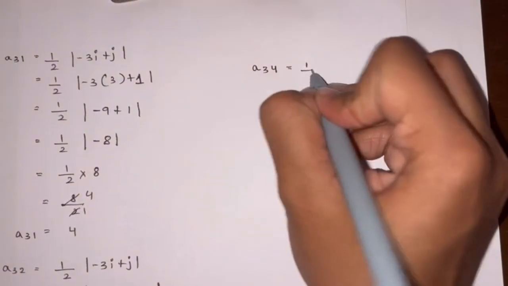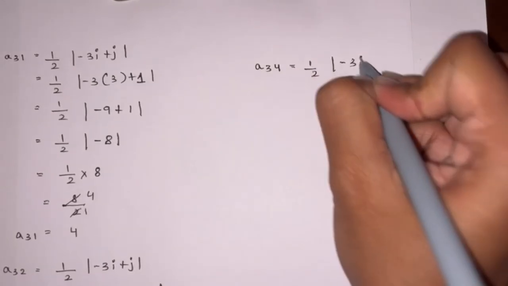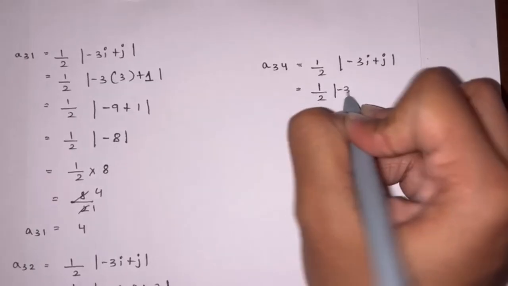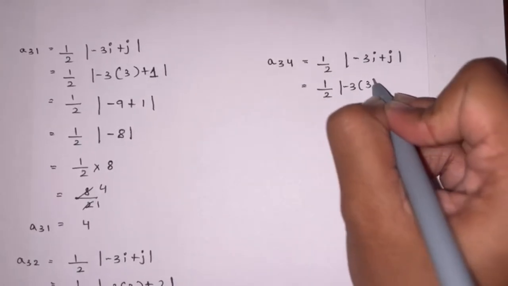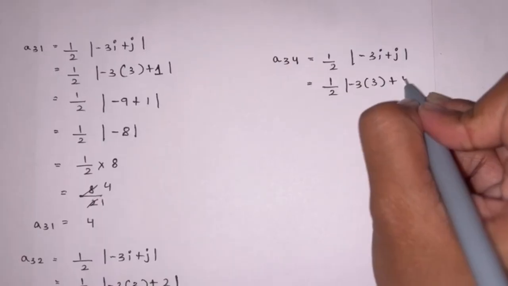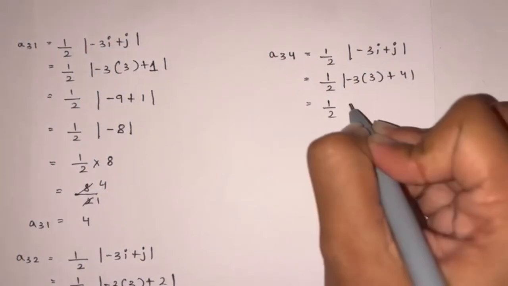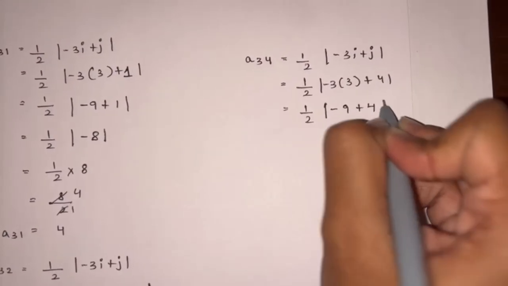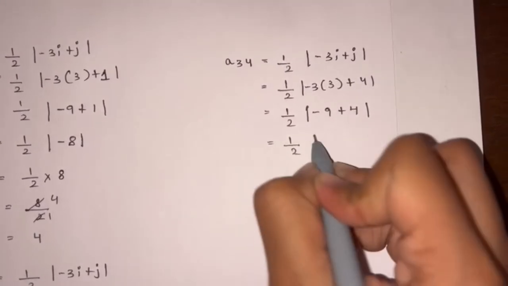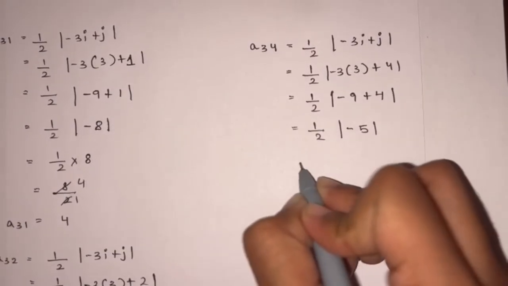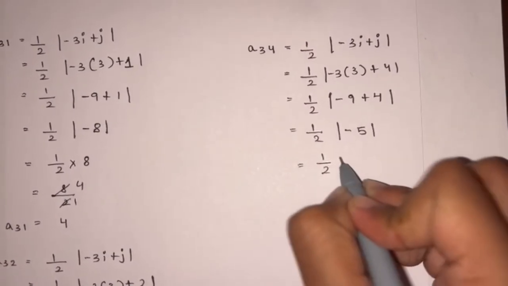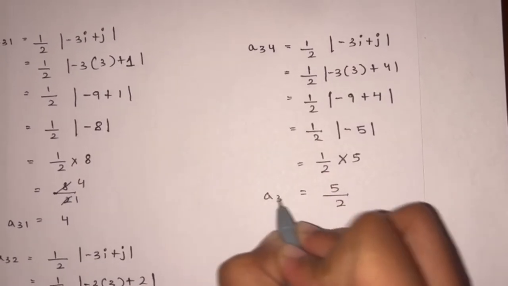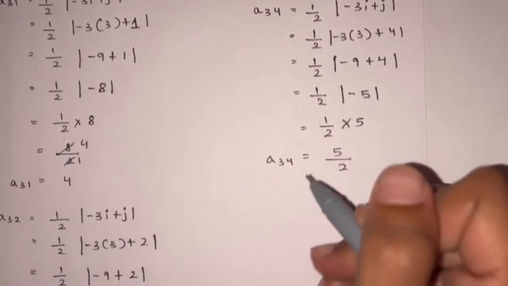Writing down the equation, 1 by 2 mod of minus 3i plus j. So 1 by 2 mod of minus 3, i is nothing but 3 here, plus j is nothing but 4. So it will be 1 by 2 mod of minus 3 into 3 is minus 9 plus 4, that is nothing but minus 5. Then removing the mod, we get 5 by 2. So A34 is 5 by 2. So here we found all the values.